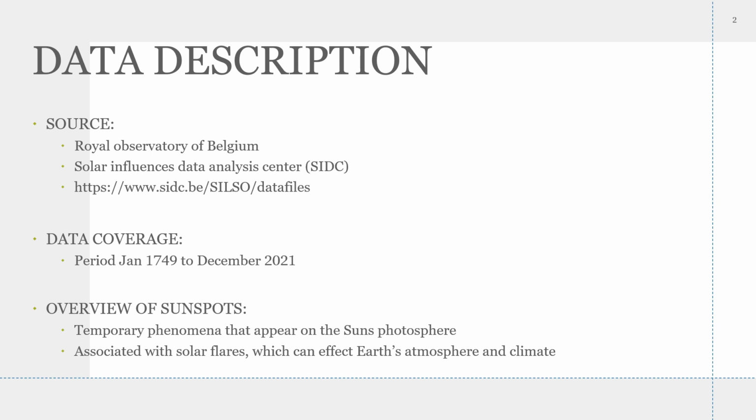For the purpose of this analysis, and due to computational limitations, I've subsetted the initial dataset to only include the last 30 years of observations, leaving me with around 300 rows of data. A little overview of sunspots: they appear as temporary darker spots on the sun's photosphere because they are cooler than the surrounding areas. These are significant as they are associated with solar flare phenomena that can profoundly impact Earth's atmosphere and climate.